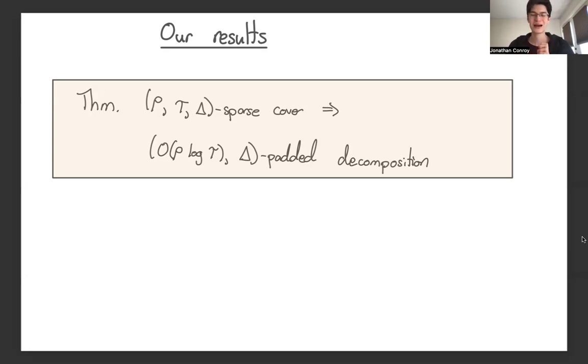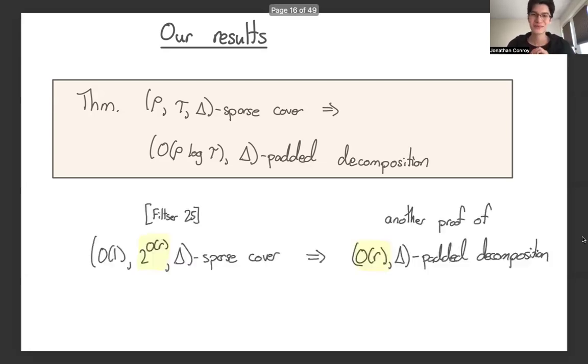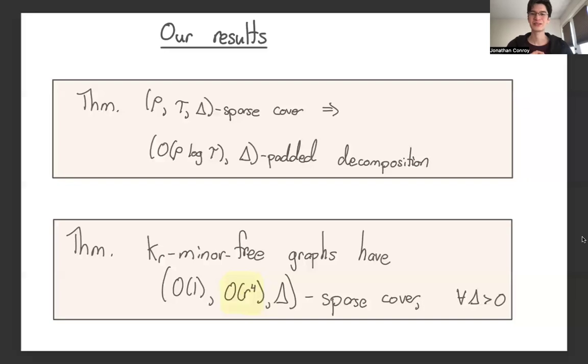Okay, does this help us get log R padding for minor free graphs? Well, not immediately. If we plug in the best sparse cover for minor free graphs, this is due to Arnold earlier this year, this sparse cover has constant padding and sparsity 2 to the R. So our reduction just gives another proof of O of R padded decomposition for minor free graphs. Our third main contribution in this paper is to show that minor free graphs have improved sparse cover with constant padding and poly-R sparsity. And now combining this better sparse cover with a reduction, we get log R padded decomposition as claimed.